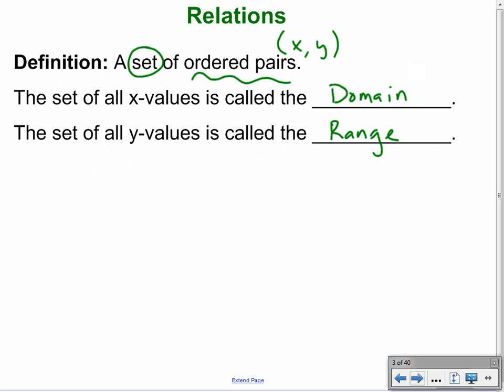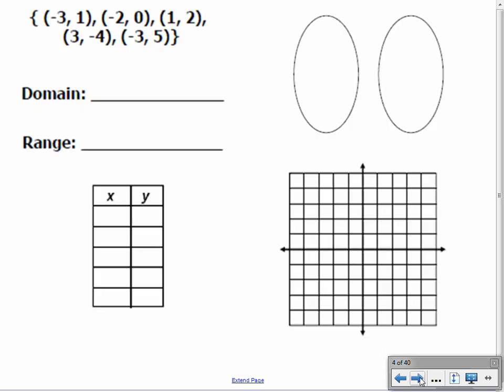So here's what we're going to do. We're going to look at a set of ordered pairs. So this would be a set of ordered pairs. Notice we have some curly brackets, but I have 1, 2, 3, 4, 5 different ordered pairs represented in this relation. We're going to start by finding the domain. And when we're finding the domain, we're finding all of the x values in this relation. So we have all of these x values here, and we're going to list them out.